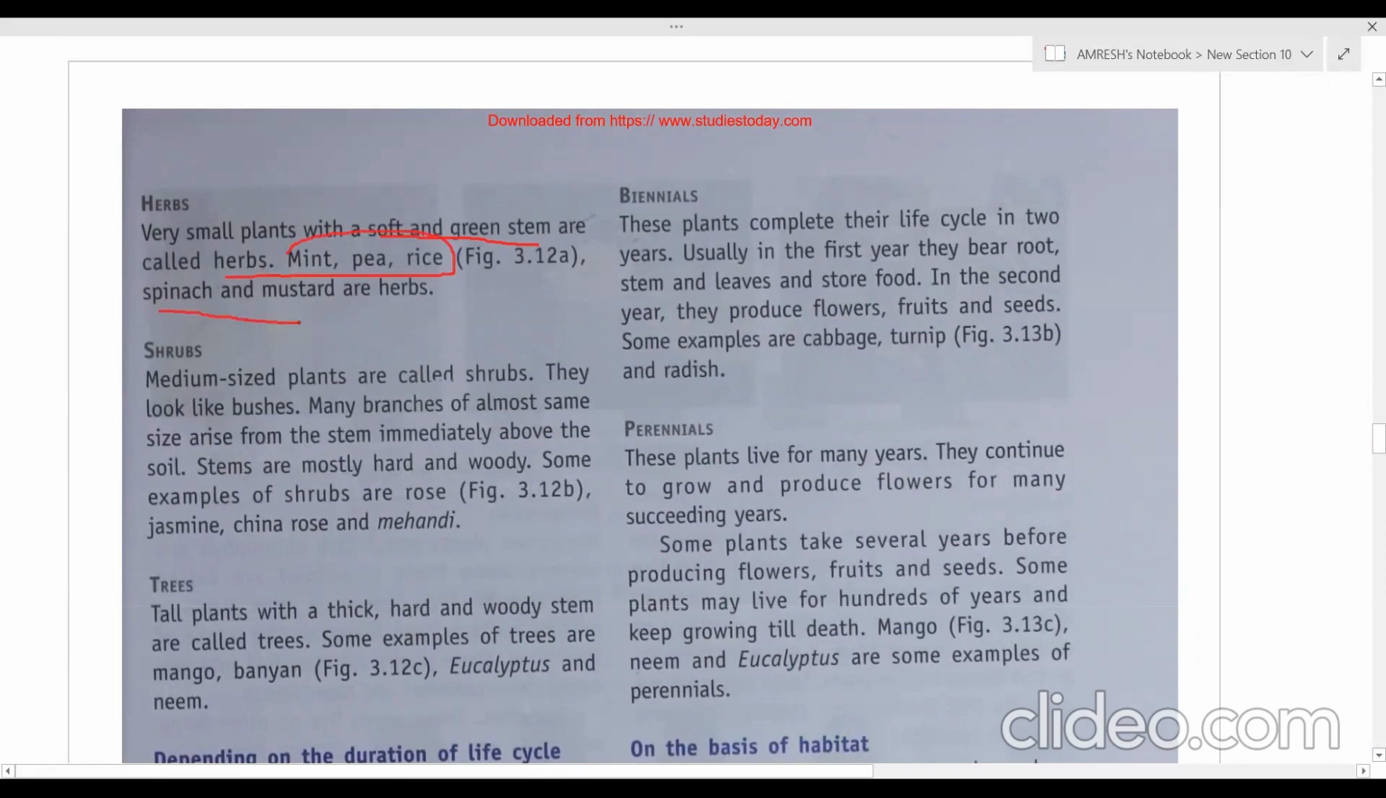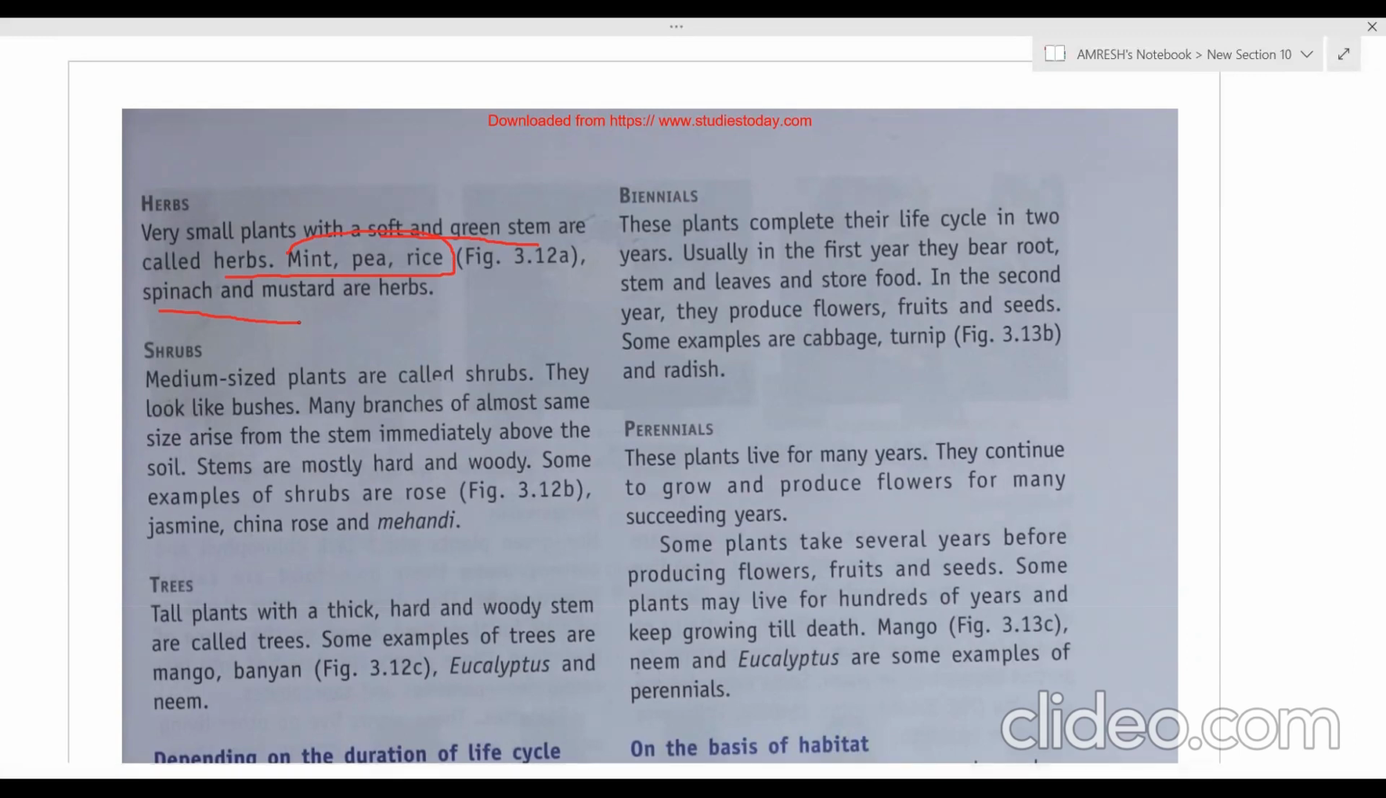Mint, pea, rice, spinach, and mustard. Very small plants. You will see a rice plant is very small, and you will see a mango tree is too large. So herbs are very small plants with a green stem. Normally, the stem of herbs is green in color. So examples are mint, pea, rice, spinach, and mustard.